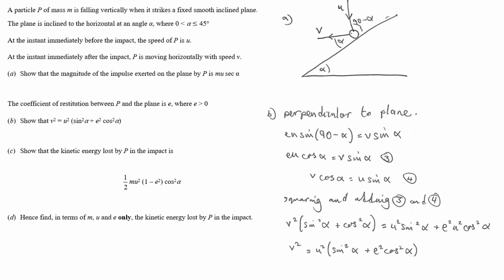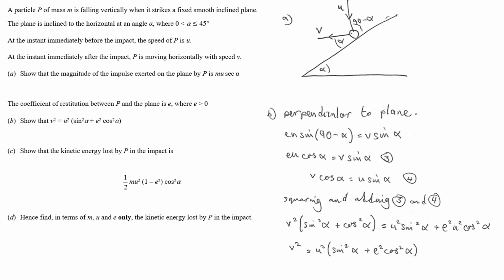And then I did parallel to the plane. Now I think we might have already used that. V cos alpha is equal to u sine alpha. Okay, because it's 90 minus alpha, like I explained earlier. And then I did a squaring and adding of the 3 and the 4, right? So v squared sine squared alpha is equal to the other side squared.